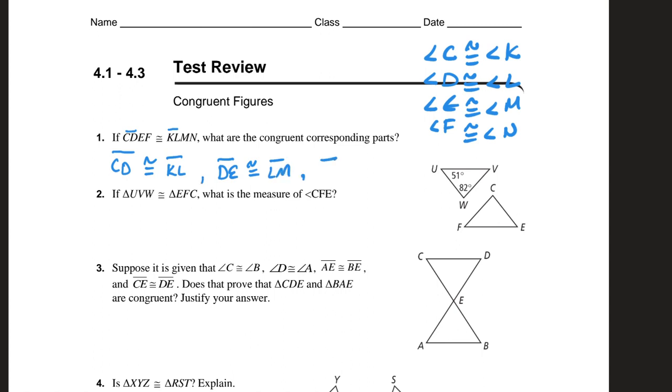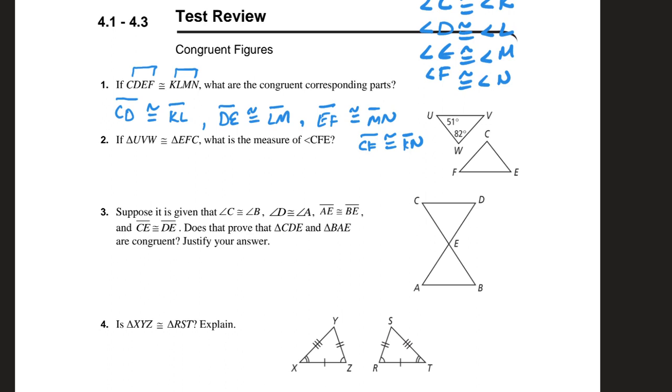The next side is EF. Segment EF is congruent to segment MN. And the one that we don't see often is CF is congruent to KN. Segment CF is congruent to segment KN. So I'll write it here on the side. Segment CF is congruent to segment KN.